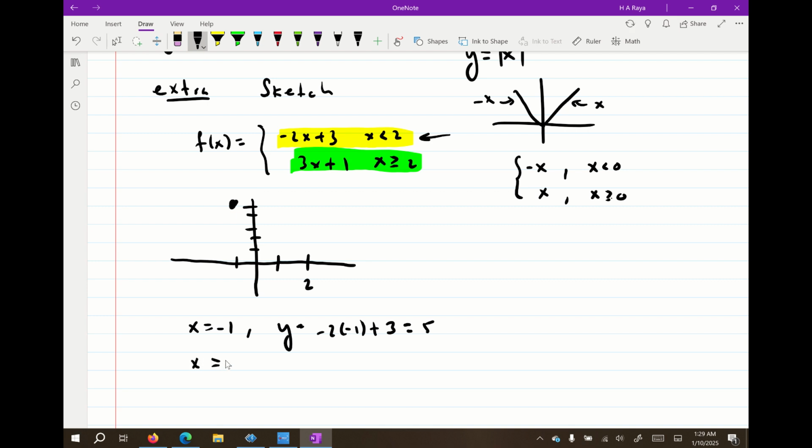And if we were to plug in 2 into the function negative 2x plus 3, we would have negative 4 plus 3, that's negative 1. So our point would be 2 comma negative 1, down here somewhere. Now, we're not going to include that point because the yellow graph does not include 2. But even though we don't include that point, we're going to leave an open circle.